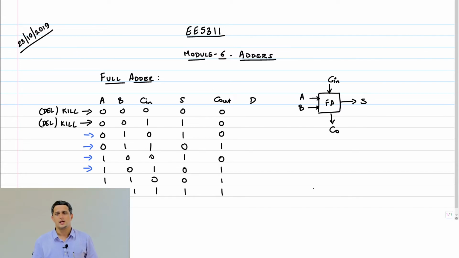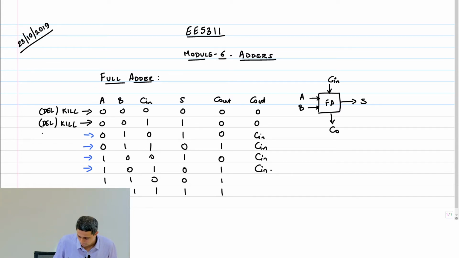So what happens in the case of the blue arrows, where any one bit A or B happens to be 1? What happens to the carry out? Carry out equals carry in, right? Let me write this here again slightly differently. This is 0, 0. This is C in, right? Therefore, this is nothing but propagate. The carry is simply being propagated from input to output. Okay.